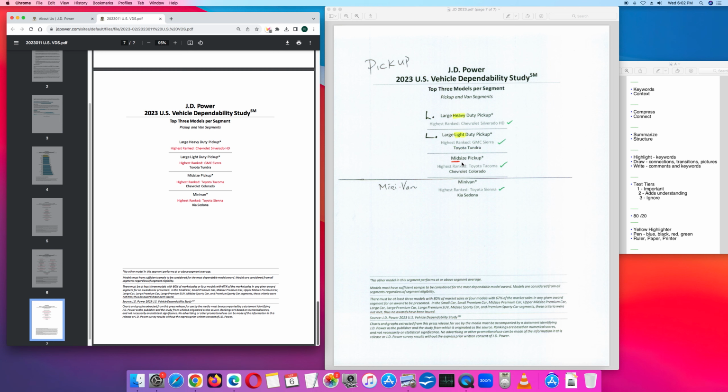So on this page, I could put heading 1 pickup, 2 minivan. Under pickup, 1 large, 2 midsize, and then under large, A heavy, B light. So pickups, contents. This is vehicle dependability over 3 years, problems per 100 vehicles.